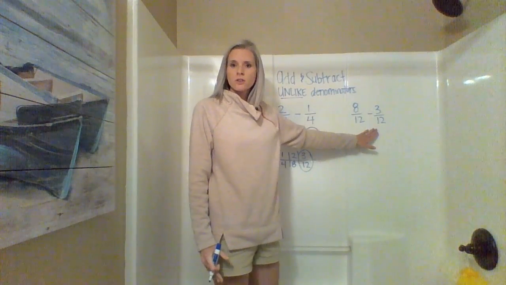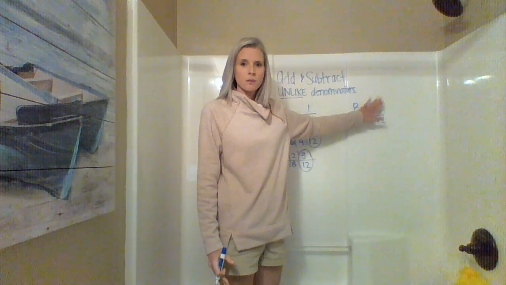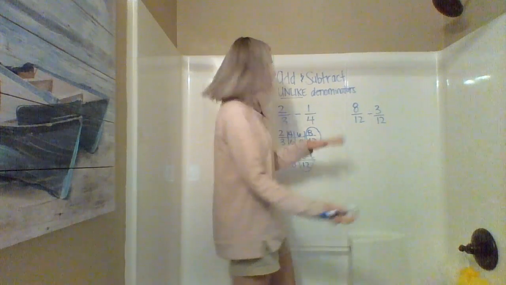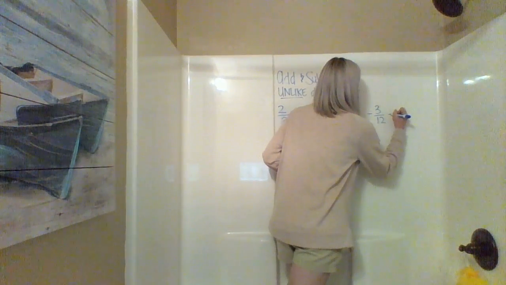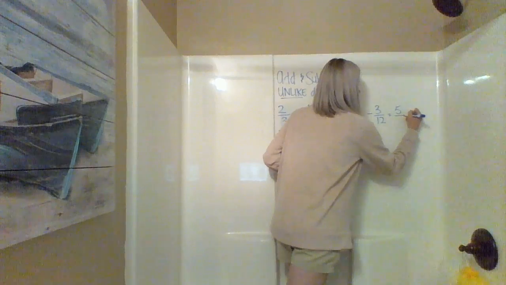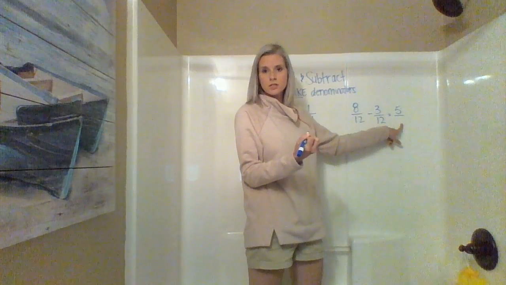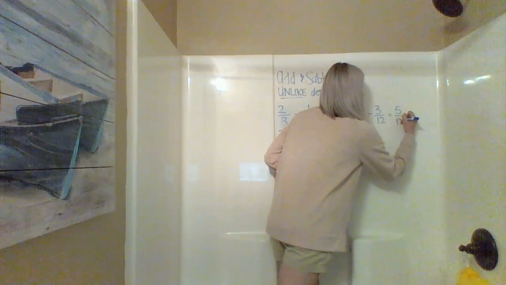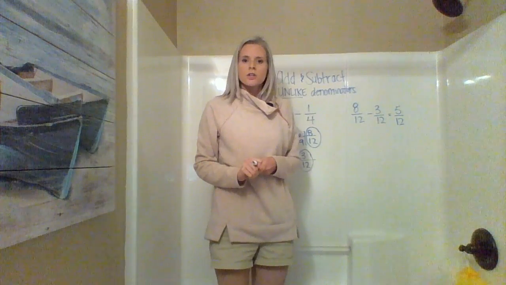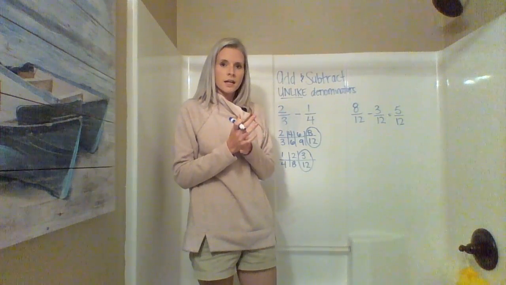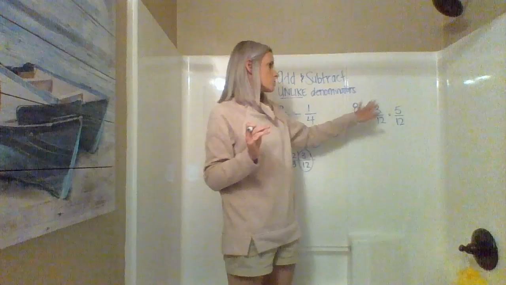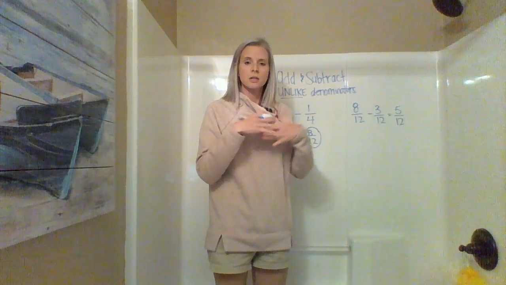Once my denominators are the same, I can just subtract my numerators and move on. So 8 minus 3 would be 5, and my denominator is going to stay the same, which is 12. Great job. We're going to do the same thing if we were adding: instead of subtracting, we would simply add them together.